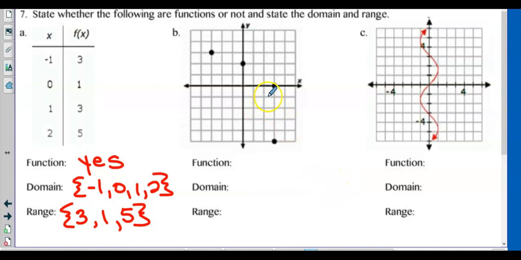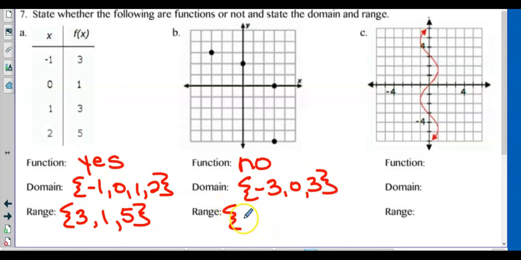So B, you have more than one point in this vertical line right here, so it is not a function. It does not pass the vertical line test. The domain, again, it's all the x values. -3, 0, and 3. And then the range is -5, 0, 2, and 3.